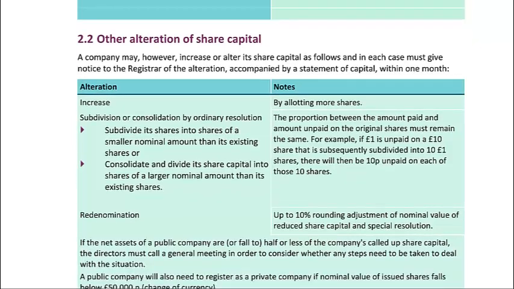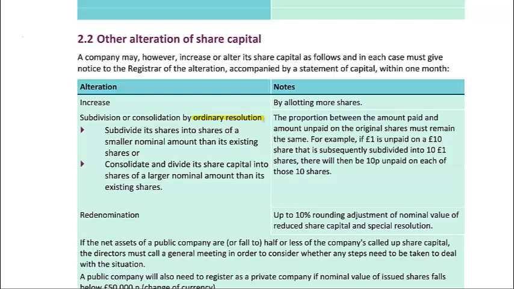What else could you do with your share capital? Well, there's all sorts of things you could do. You could increase your share capital, you could issue more shares. And you could either subdivide or consolidate your share capital. The thing here that you might think is odd is that you only need an ordinary resolution to do this, because you're not changing the overall level of share capital, you're just rejigging it.